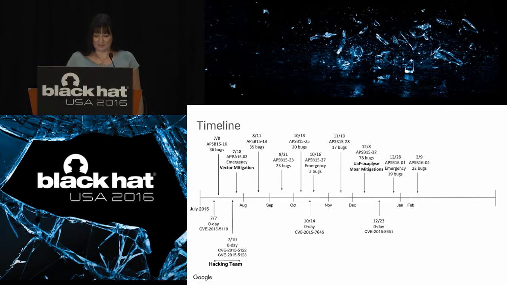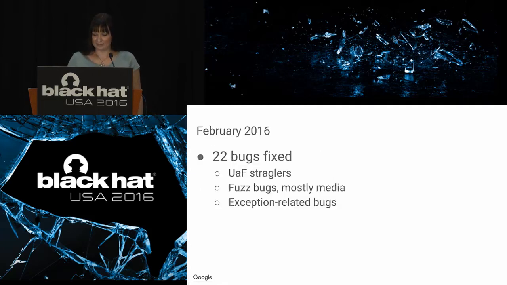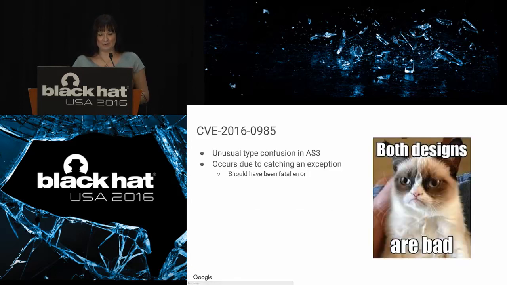So moving on to 2016, nothing really exciting happened in January. There were no updates. And then 22 bugs were fixed in February. These were mostly stragglers from the big fix of the MC use after free bugs, and there were also a few fuzz bugs. And I also reported some bugs related to exception handling in Flash.